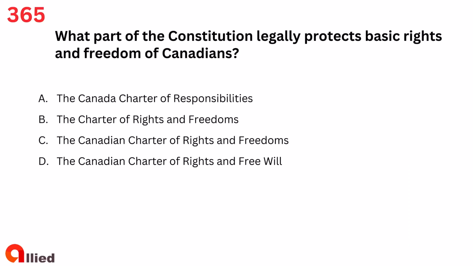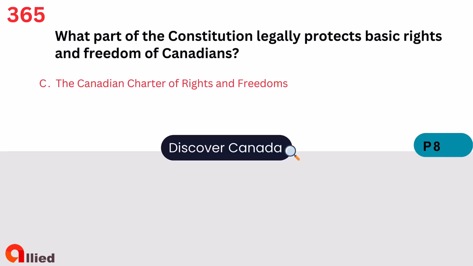Question 365. What part of the Constitution legally protects basic rights and freedoms of Canadians? A. The Canada Charter of Responsibilities. B. The Charter of Rights and Freedoms. C. The Canadian Charter of Rights and Freedoms. D. The Canadian Charter of Rights and Free Will. The answer is C. The Canadian Charter of Rights and Freedoms.